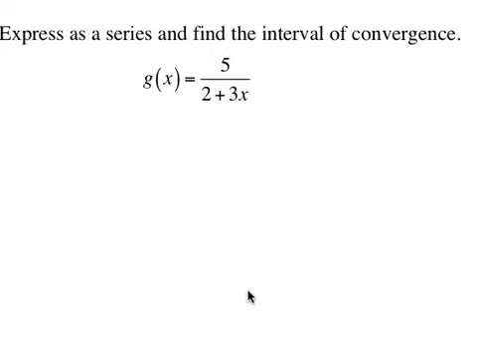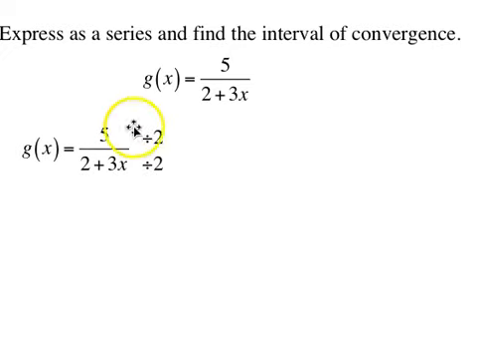Our next question is to express this as a series and to find the interval of convergence. And this is a power series. What to recognize is that it is similar to the form of a naught over 1 minus r, or first term over 1 minus the ratio. But I need this piece to be a 1 to use that geometric series model. So to turn the 2 into a 1, I'm going to need to divide the bottom by 2 and divide the top by 2. 5 divided by 2 will be 5 halves. 2 divided by 2 is 1. 3x divided by 2 will be 3x over 2.